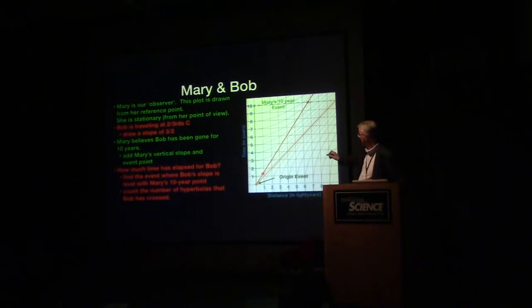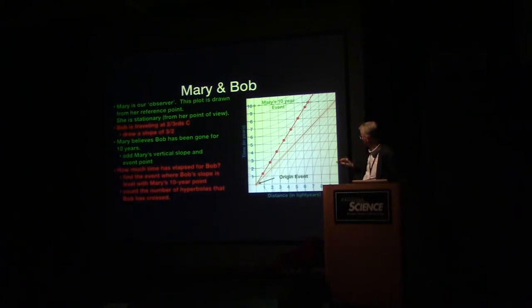Now, a year passes every time a hyperbola, because these are the hyperbolas, intersects that line. So there's 1 year, 2 years, 3 years, 4 years, 5 years. It'll be 6 years there. It'll be 7 years there. Now, 8 years is up there, but that's above Mary's 10-year point. So he doesn't make it to 8 years. He only makes it to about 7.5. And if you squint, an argument could be made that it's not quite 7.5.